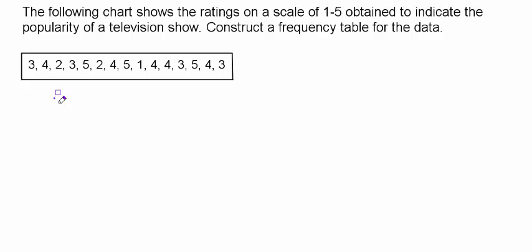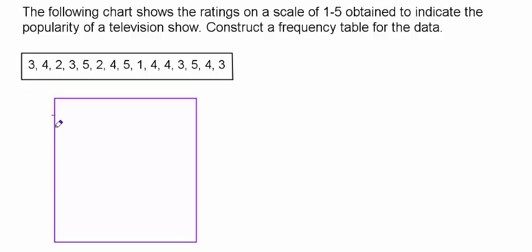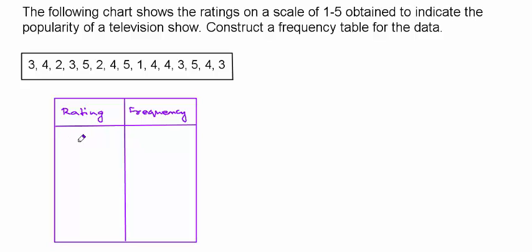So we need to come up with a table, the frequency table, have the ratings on one side and the frequency on the other side. So this is the rating column, and this is the frequency column. We have 5 different ratings: 1, 2, 3, 4 and 5. Now if you count the ones on this list, there's only one 1. So I'm going to write a 1 here.